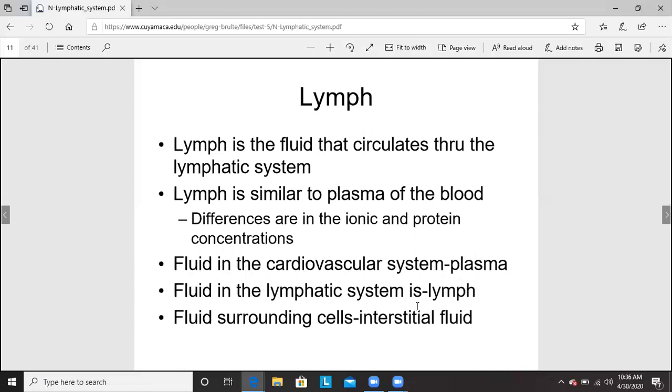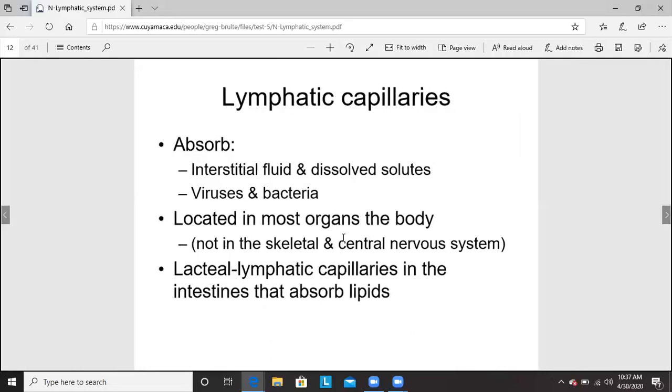So plasma, lymph, interstitial fluid, they're all pretty close to the same thing. There may be little ionic and protein concentration differences, but it's almost the same stuff. It's just depending on where it's at. If it's in the blood vessels, it's called plasma. If it's in the lymphatic vessels, it's called lymph. And if it's just in between your cells and the tissues, they call it interstitial fluid. Now, all three of these are quite different from cerebrospinal fluid. Remember that one? That's a very specific fluid.